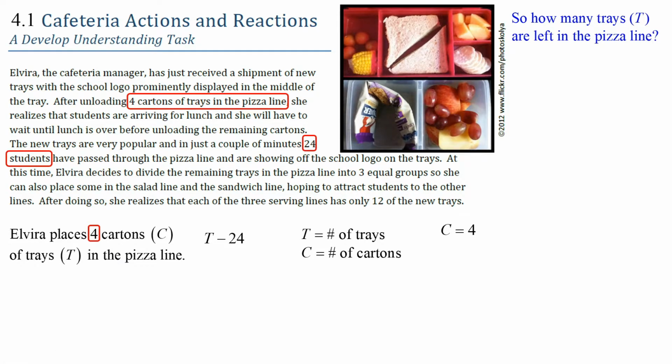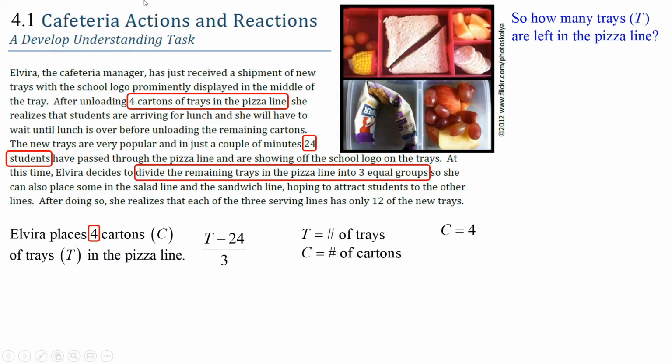Now let's see. At this time, Elvira decides to divide the remaining trays in the pizza line into 3 equal groups, so she can also place some in the salad line and sandwich line, hoping to attract students to the other lines. So everybody's getting pizza because of the new trays. She's got to start selling some salad and some sandwiches. So she's going to take that T minus 24 and divide it by 3.